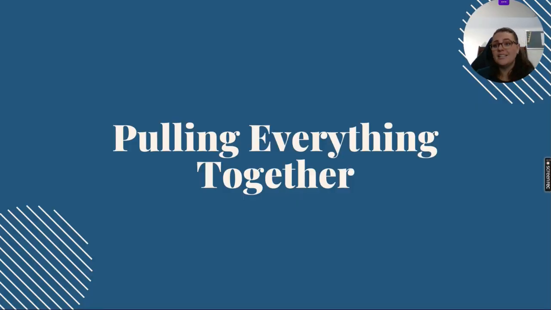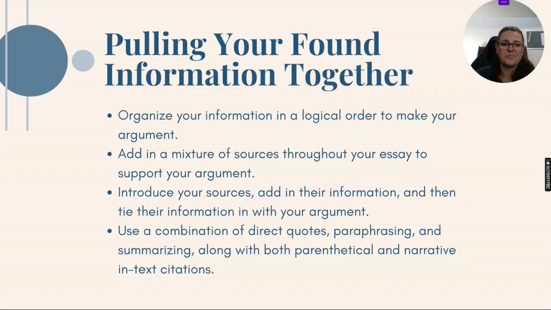So pulling everything together, what does this really look like? First, I want you to organize your information in a logical order to make your argument. Really think about what you're saying, how you're saying it, and how you're presenting it. Add a mixture of sources throughout your essay to support your argument. Introduce your sources, add in their information, and then tie that information in with your argument.